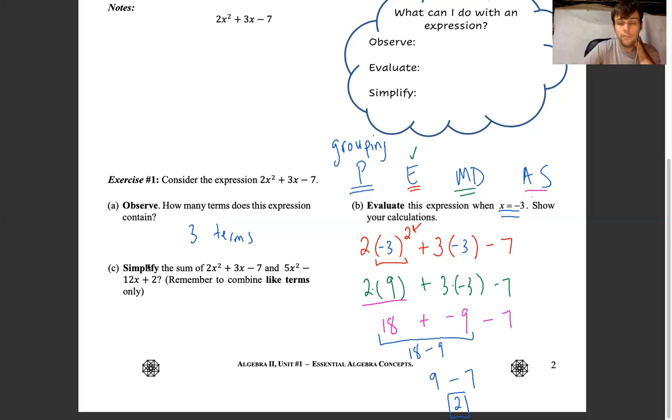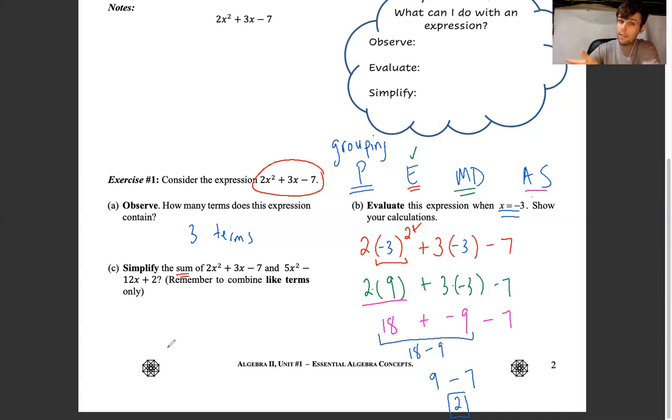All right. And then finally, we're going to do a little simplifying. This expression itself actually doesn't have any simplifying that can be done. But if we want to go ahead and take this expression and add it with another expression, we can do some simplifying. So we are going to take the sum of this original expression we are dealing with and we're going to add on this other one, 5x squared minus 12x plus 2.